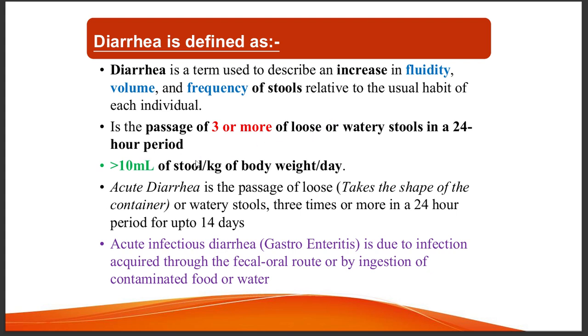We can also talk about it in terms of how much stool someone has lost per body weight. So greater than 10 mils of stool per kg of body weight. All right. So that is basically diarrhea, but the best definition that we talk about is the passage of three or more watery or loose stool in 24 hours.